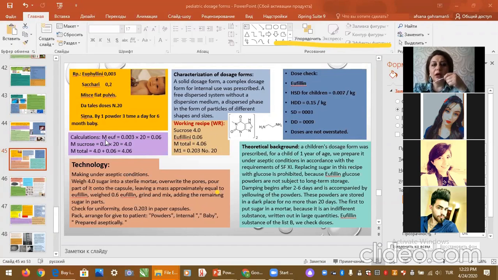Calculations, mass of euphyllinum. How much euphyllinum must we take, my dears? Ziyaddin. Mushtaba. Yes, teacher, yes. According to this prescription, how much euphyllinum must you take? There are written 3 milligram euphyllinum, but you must take da tales doses number 20. As a result, how much must we take?